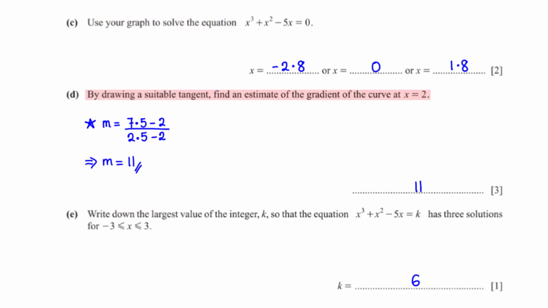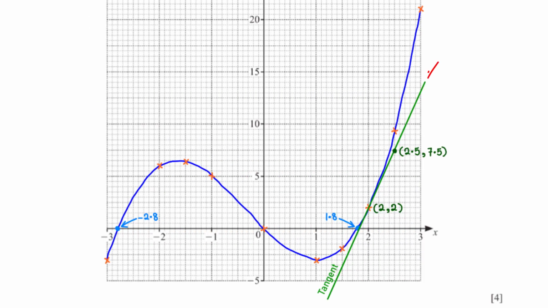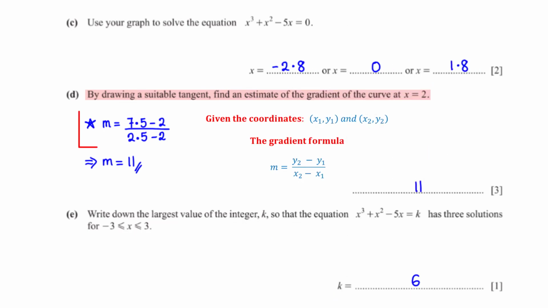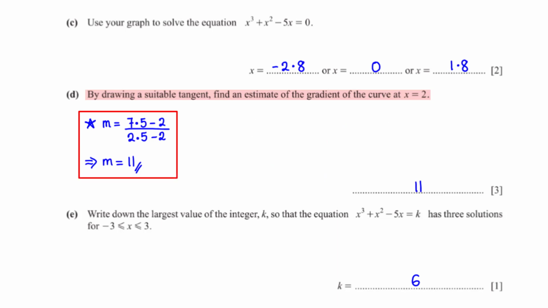By drawing a suitable tangent, find an estimate of the gradient of the curve at x equals 2. On the grid, we draw a tangent to the curve at x equals 2. Then we pick 2 points on the tangent to estimate the gradient. In this case, we are using the points (2, 2) and (2.5, 7.5). When we plug in these coordinates into the gradient formula, we have m equals (7.5 minus 2) divided by (2.5 minus 2). When we type this into the calculator, we get 11.